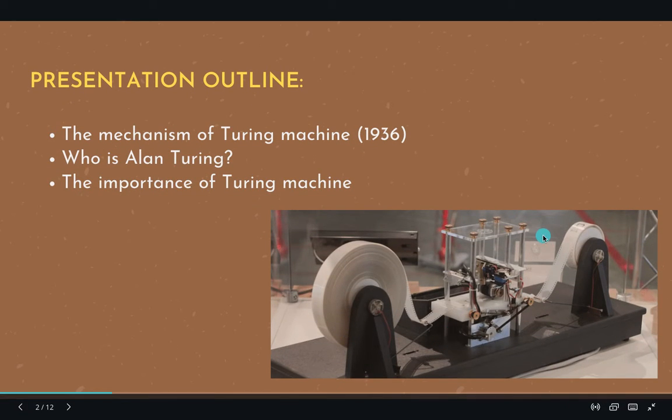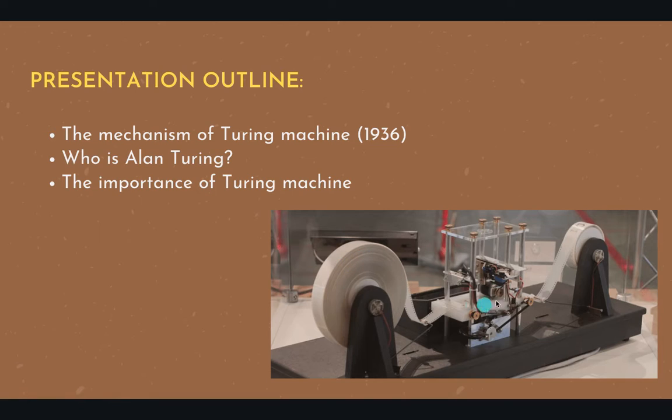This is a model of Turing machine. This is a tape, and this is the pointer or the head.